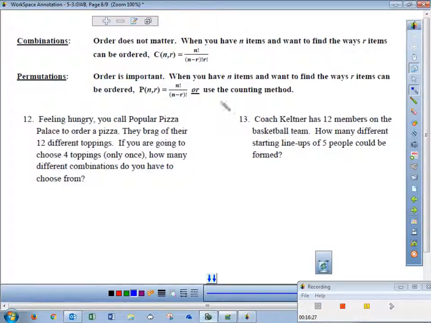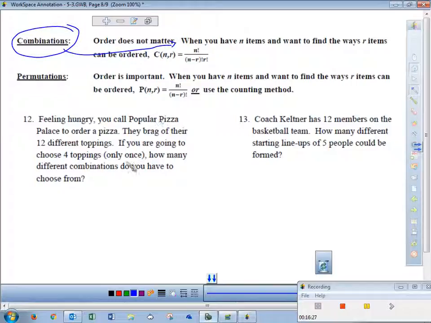So let's try again. Feeling hungry, you call Popular Pizza Palace to order a pizza. They brag of their 12 different toppings. You're going to choose 4 toppings. How many different combinations do you have to choose from? So there's 12 total and you're choosing 4. The only question is, does order matter? If you want to get pepperoni and cheese and hamburger and mushrooms, does it matter what order they put them on your pizza? I don't think so, man. So it's 12 choose 4, which is a combination in that situation.